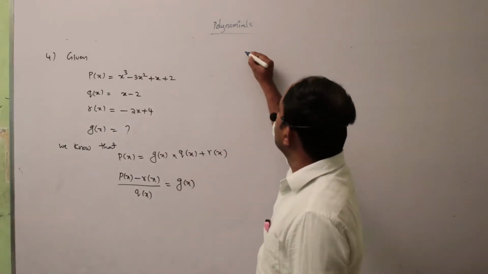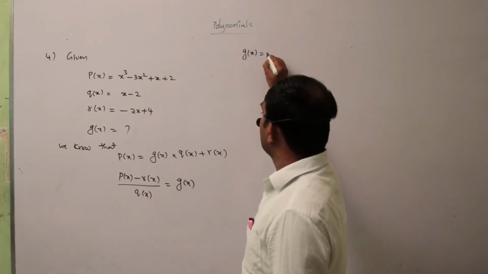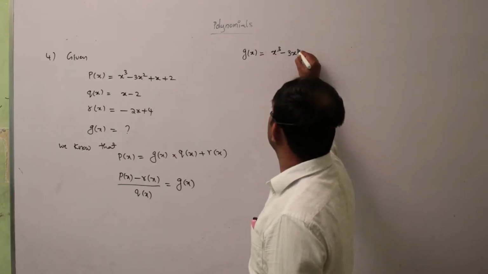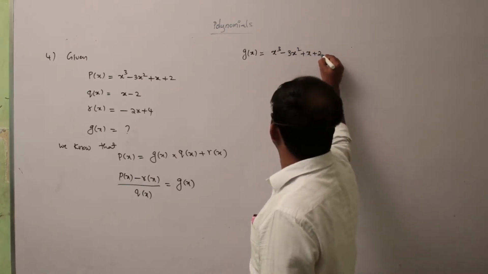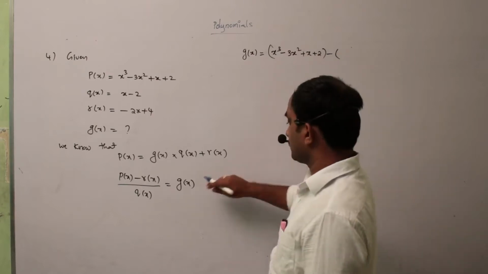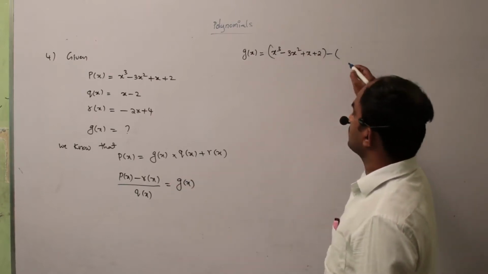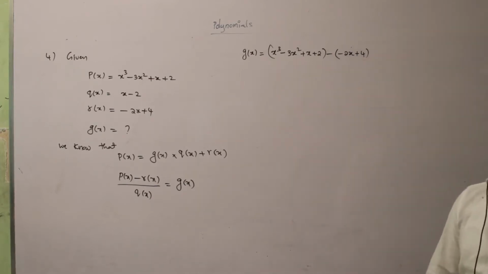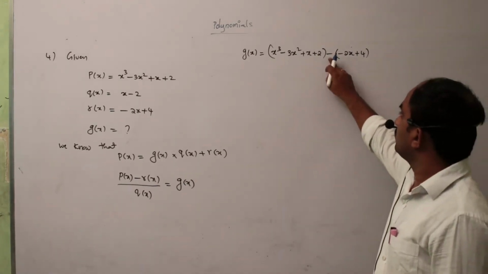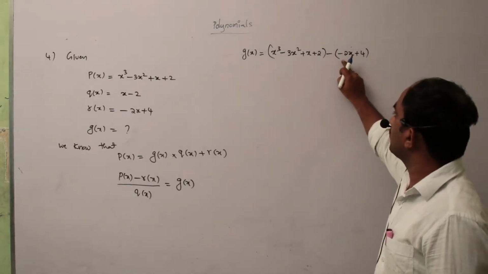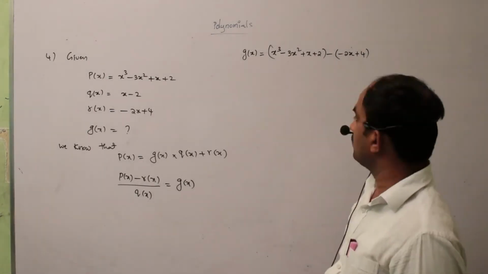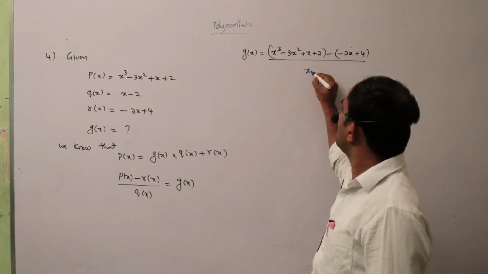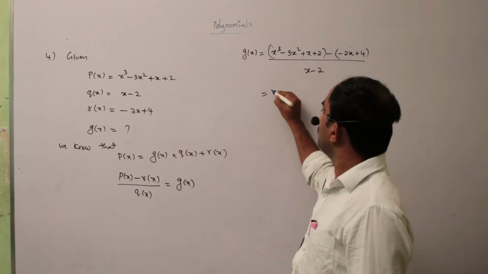That means g of x is equal to p of x, which is x cube minus 3x square plus x plus 2, minus r of x. R of x is nothing but minus 2x plus 4. After the minus like this, compulsorily put it in a bracket, otherwise you get the wrong answer. Divided by q of x, which is x minus 2. So we have to simplify.